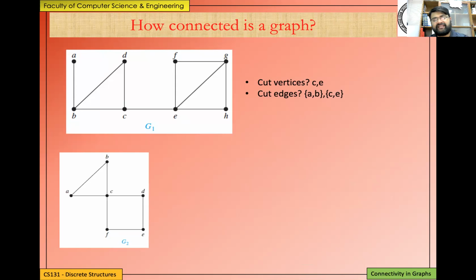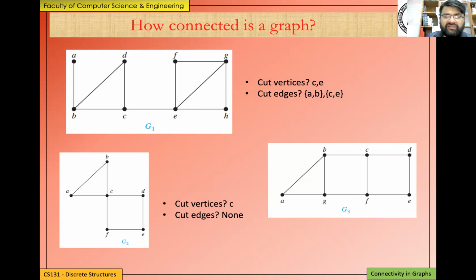So similarly, here's another graph. In this case, we note that C is basically a cut vertex, and the rest of them are not cut vertices, and there does not exist a single cut edge in this particular graph, right? So there are no cut edges.